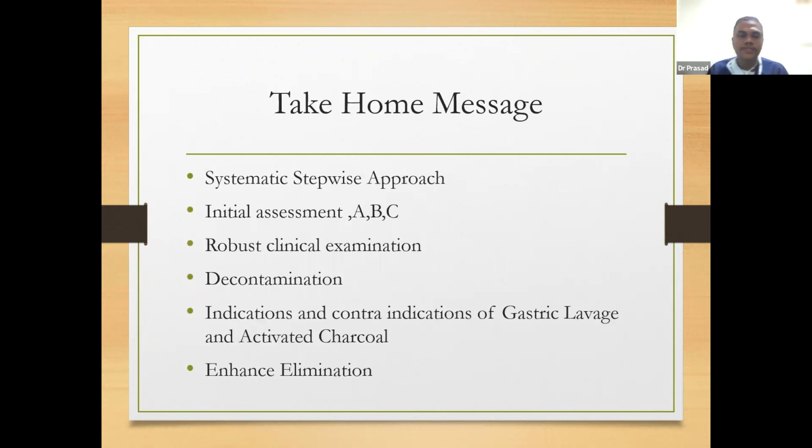So what is my take home message? Always have a systematic stepwise approach towards the toxidromes. Robust initial assessment, clinical examination, and looking at the clinical features are very important. A, B, C, airway, breathing, circulation. It is not necessary that you have to do it in a sequential order. You can do A, B, C parallelly, also collecting the history and also having a clinical assessment of the patient. So robust clinical examination is necessary.